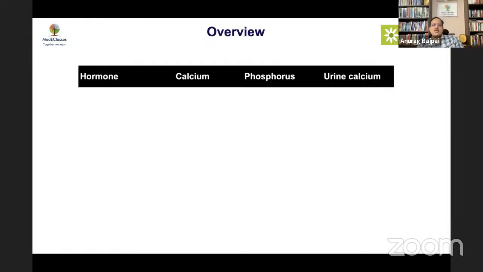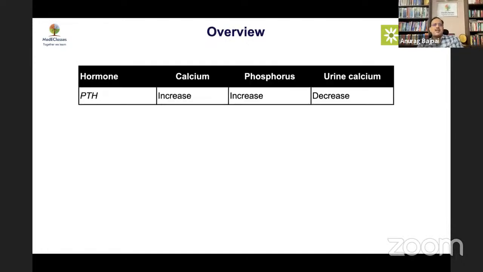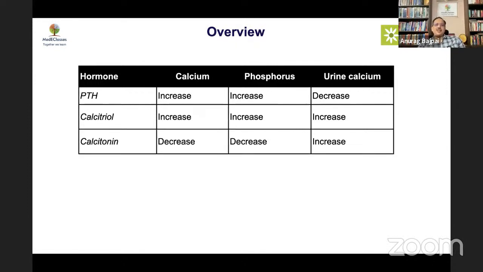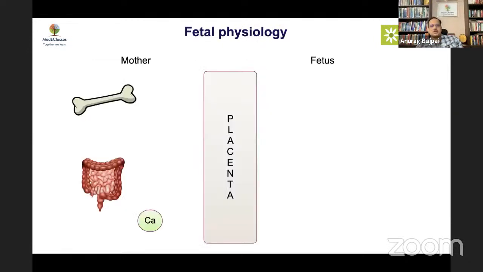Now if you look at the effect of these hormones, PTH increases calcium, increases phosphorus excretion, decreases phosphorus levels, and decreases urinary calcium. Calcitriol increases both calcium and phosphorus absorption, causing hypercalcemia and hyperphosphatemia, while also increasing urinary calcium. Calcitonin causes hypocalcemia and hypophosphatemia, as well as increasing urinary calcium. So understanding the phosphorus and urinary calcium will give you a real clue in terms of diagnosis.